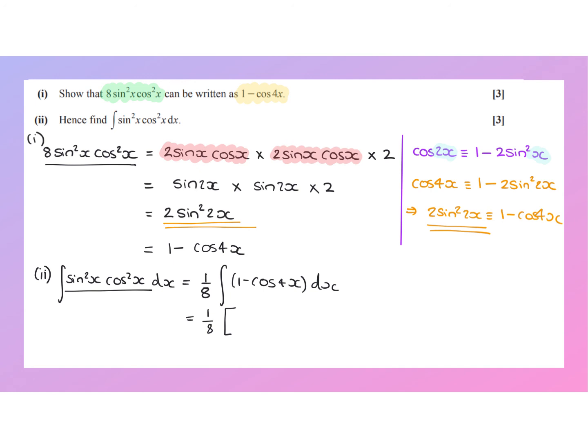inside. So obviously 1 just integrates to x, and then I've got to integrate cos 4x. So that's going to integrate to 1/4 of sine 4x, standard integral result, and then we mustn't forget plus c at the end. So the final answer is 1/8 of x minus 1 over 32 sine 4x plus c.